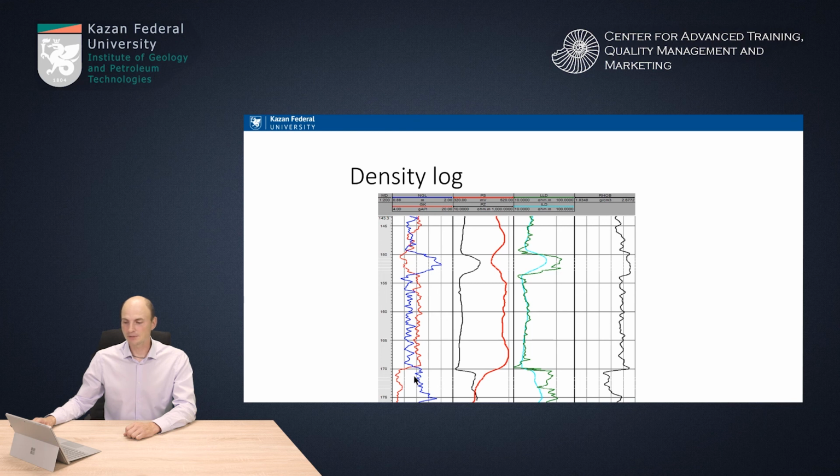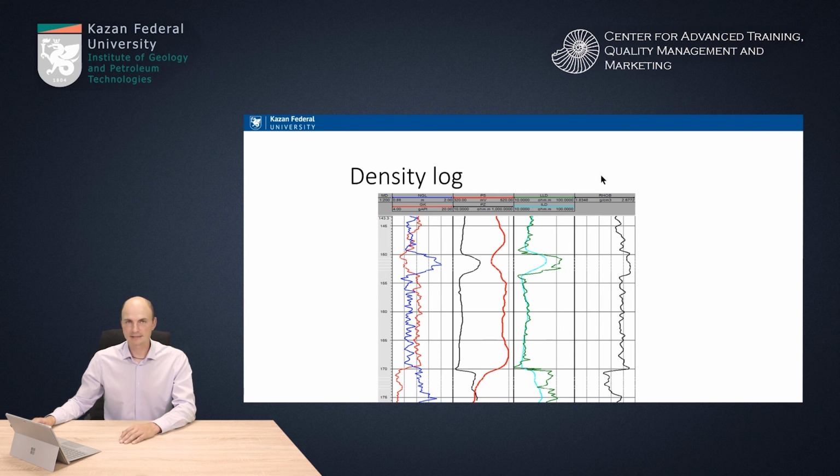If we look deeper in the formation, here we have once again shale, because of high gamma ray, high SP, and low resistivity. And deeper in the formation, we have once again low gamma ray, low SP, and high resistivity by all of the readings. So here is once again a clean rock with high resistivity. That means either porous rock with hydrocarbons or rock with low porosity.